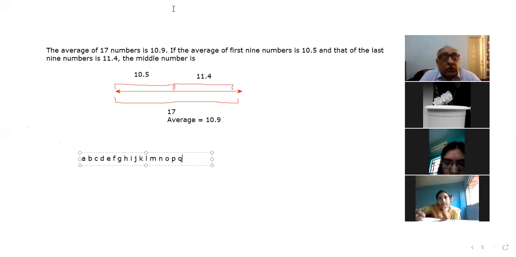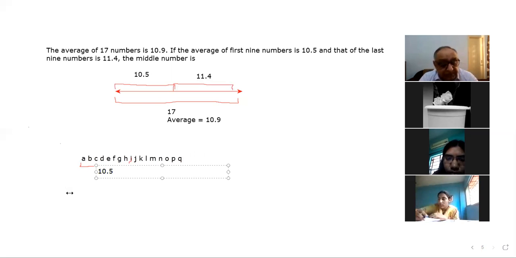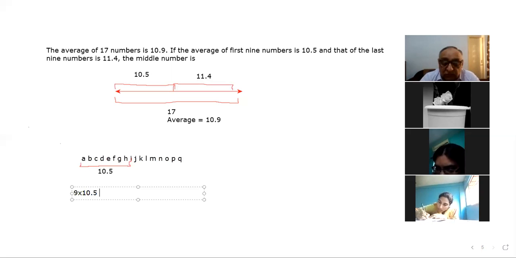So now the sum of the numbers A plus B plus C plus D plus E plus F plus G plus H plus I, these 9 numbers up to I. Their average is 10.5. It means their sum is 9 into the average 10.5. The sum of these numbers is how much? That is 94.5. This is their sum.